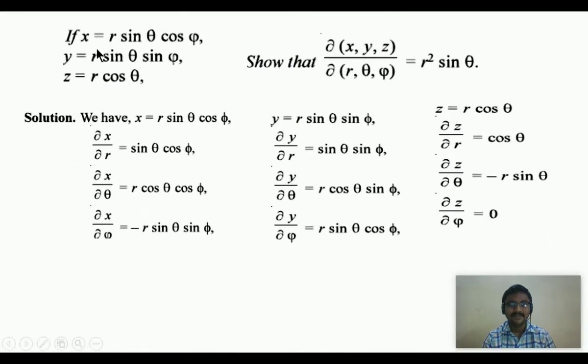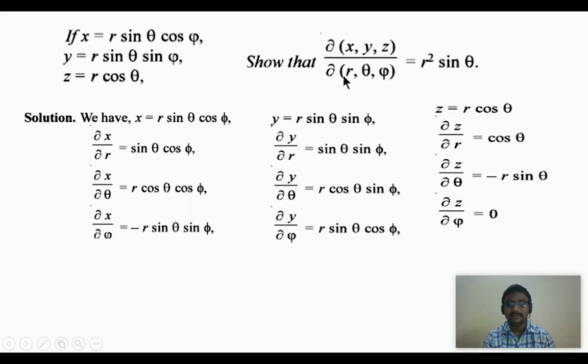Another important sum: if x is r sin theta cos phi, y is r sin theta sin phi, and z is r cos theta, then show that dou of (x, y, z) by dou of (r, theta, phi) is r square sin theta. These are the equations which are nothing but spherical polar coordinates, whose Jacobian value with respect to r, theta, phi is r square sin theta. So to evaluate this, the required x, y, z must be in terms of r, theta, phi, clearly given equations like this. Now we can evaluate easily the determinant dou of (x, y, z) by dou of (r, theta, phi). The Jacobian's value is easily evaluated.